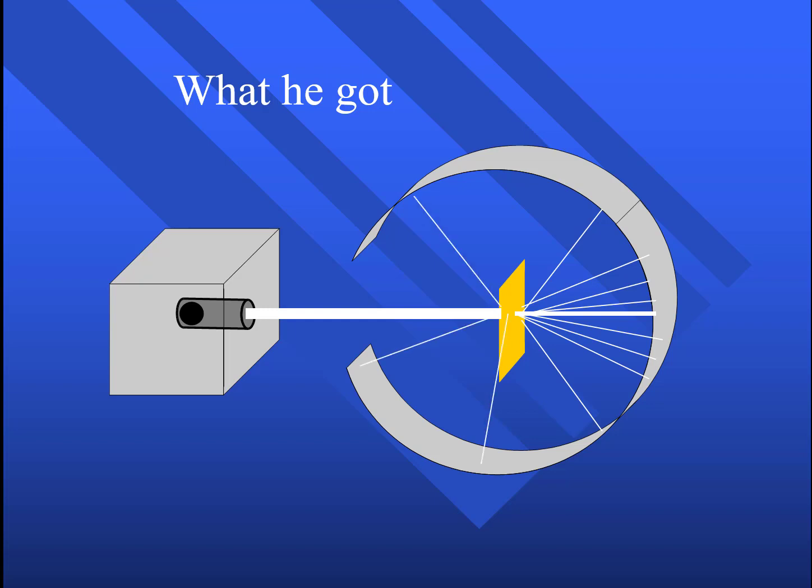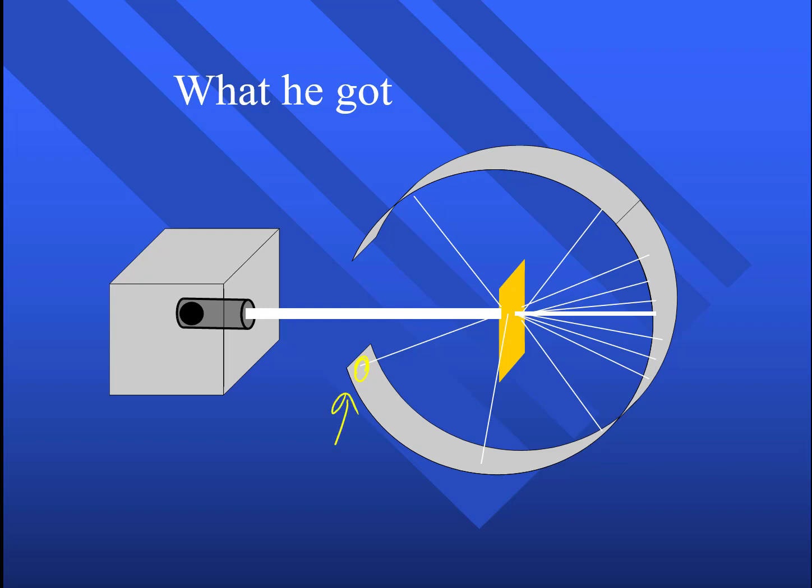And then very few, 5 or 6 out of 1,000,000, bounced off. Oh, what? So Rutherford had to explain how that alpha particle ended up back there.